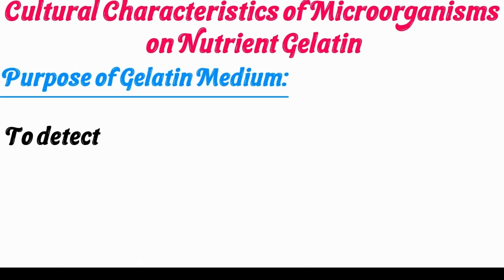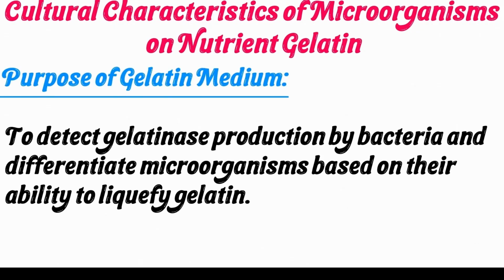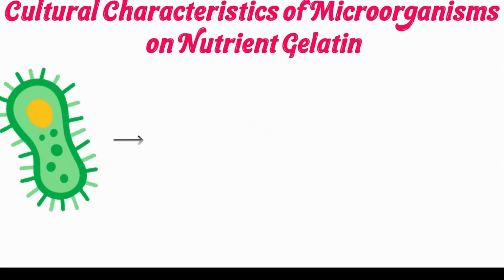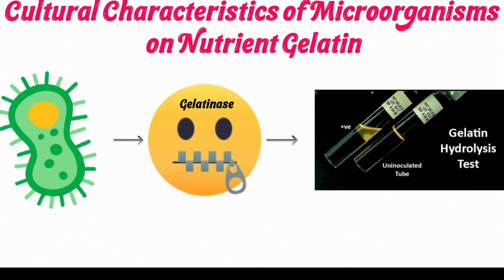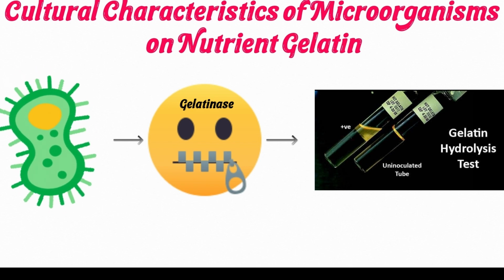At the end we will see cultural characteristics of microbes in nutrient gelatin. Nutrient gelatin is unique because it helps detect whether bacteria produce the enzyme gelatinase. Gelatin normally remains solid. If bacteria produce gelatinase, they digest gelatin, causing the medium to liquefy. The pattern of liquefaction becomes an important identifying characteristic.